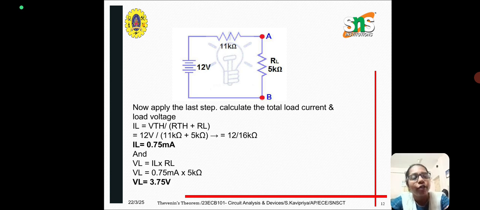Next, we have to find the current that flows through the load resistor. After finding that current, we can calculate the voltage available across the load resistor using the formula V equals IR. We can apply Ohm's law and find the voltage across the load resistor. This is the procedure for applying Thevenin's theorem, and these are the steps involved in it.